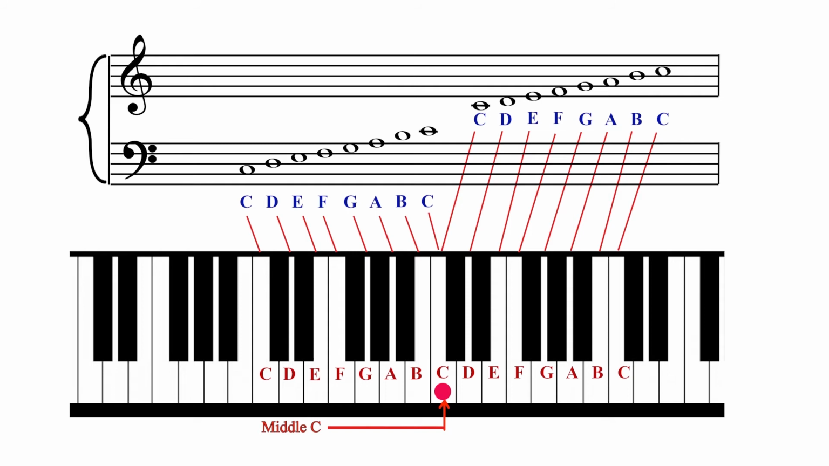Also note that E and F always lie between groups of two and three black keys. That is, E and F always follow two black keys and are behind three black keys. Whereas B and C always follow three black keys and are behind two black keys.